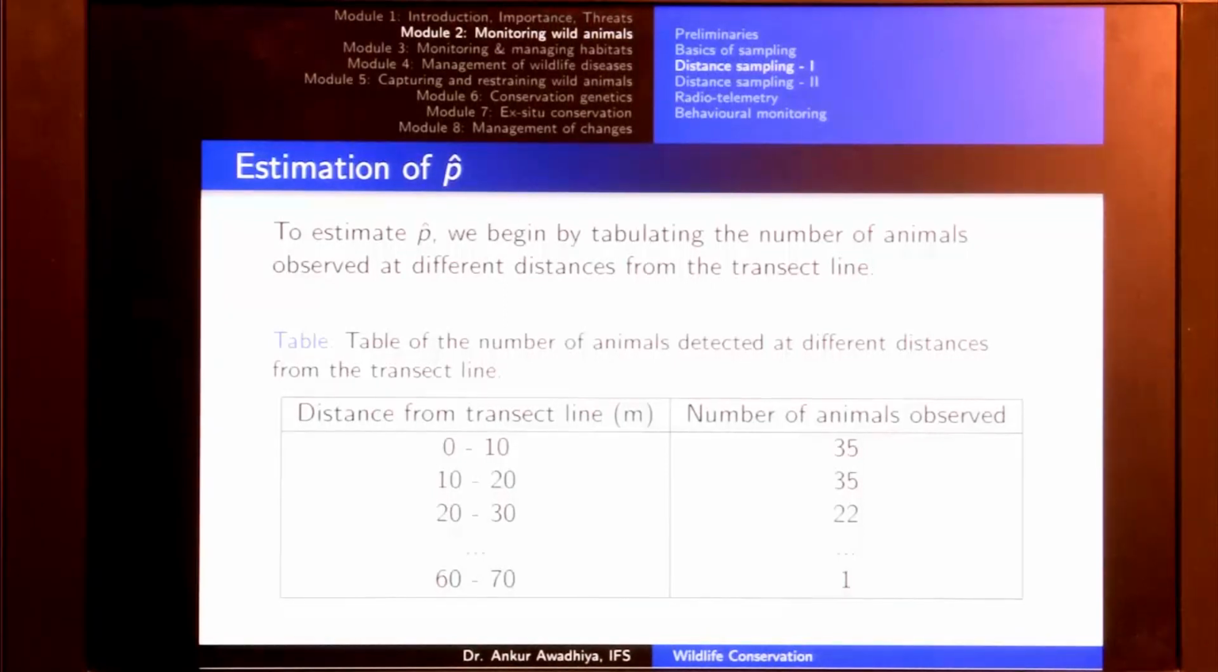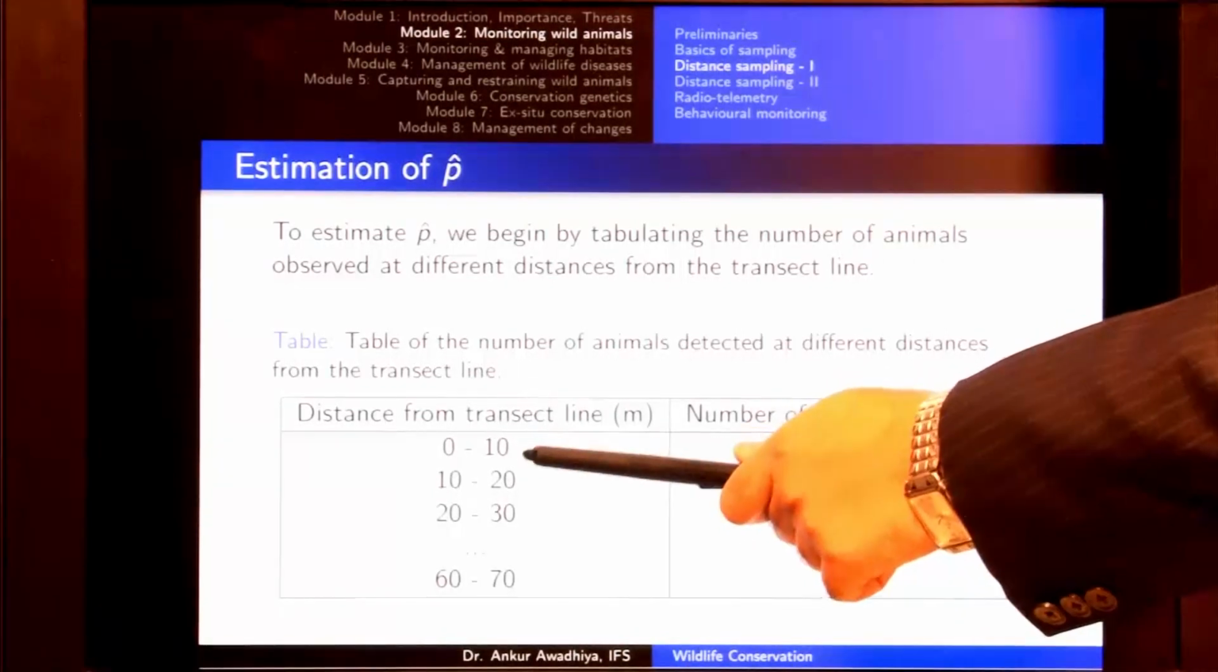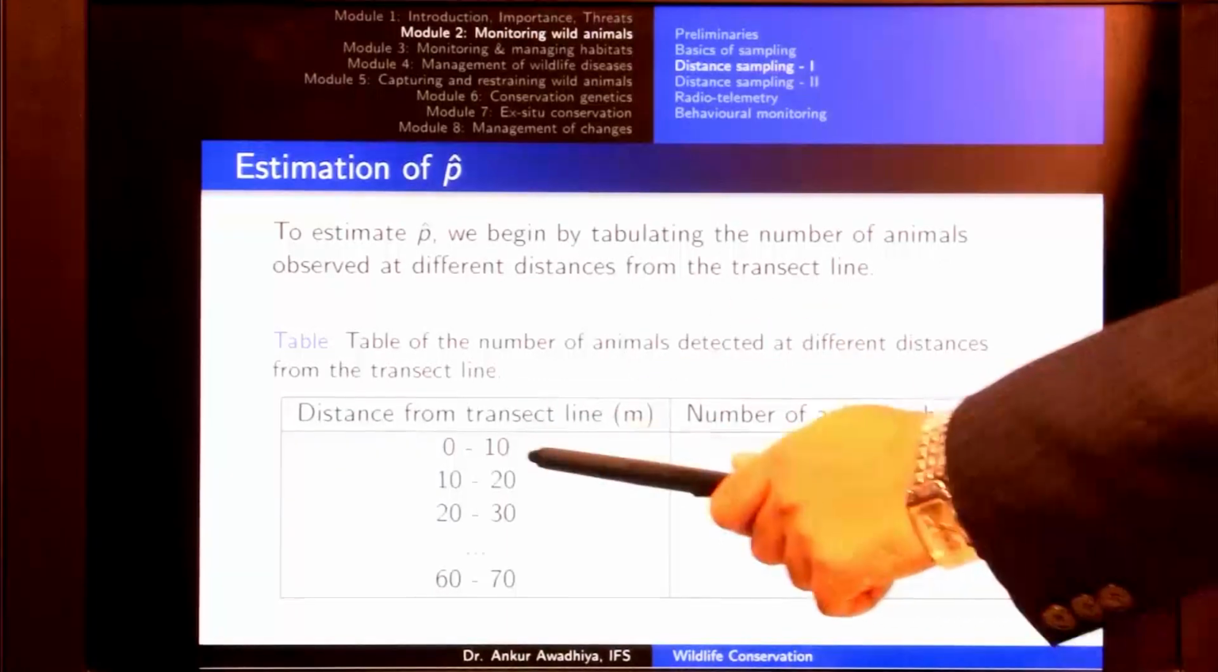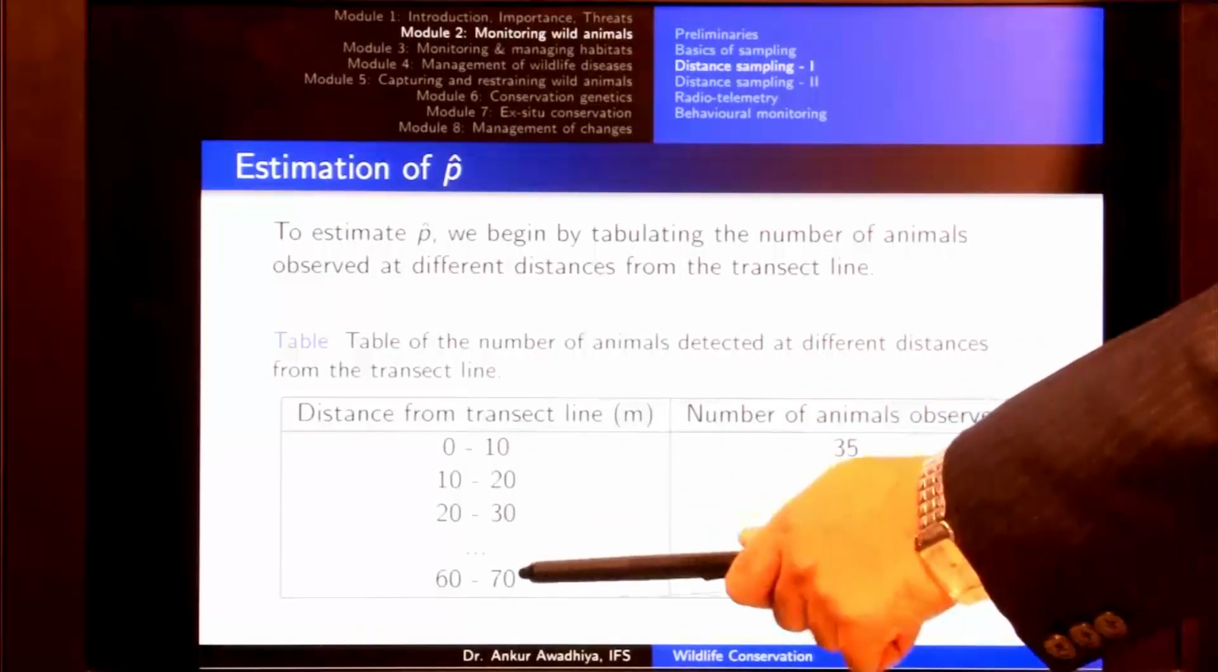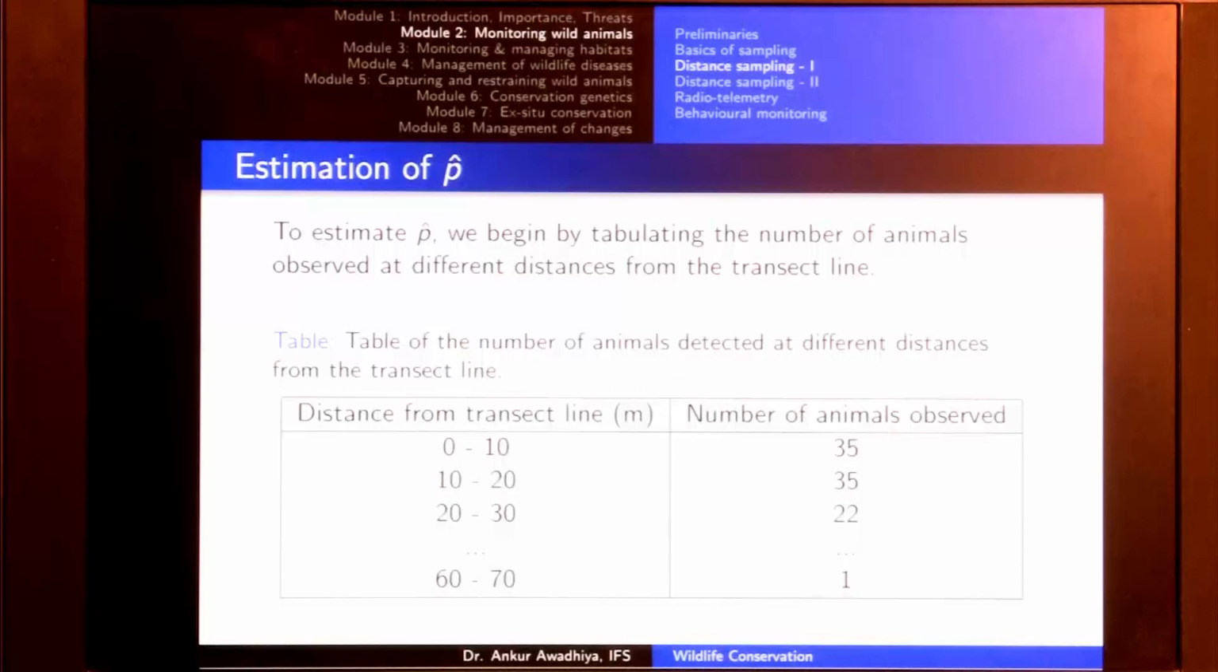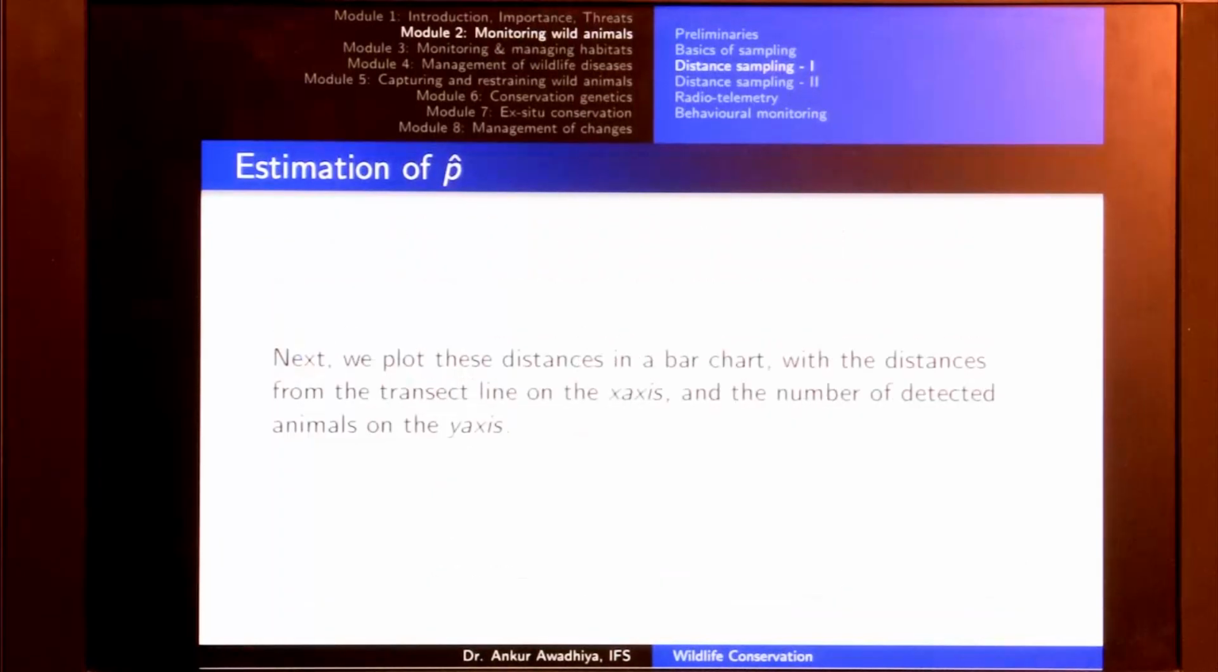Now, our assumption was that the density of animals throughout the forest is constant. So, essentially we should be seeing an equal number of animals between our distance of 0 to 10 and our distance of 60 to 70, but this is not happening in the case of actual detection of animals. So, we plot these animals as a chart.